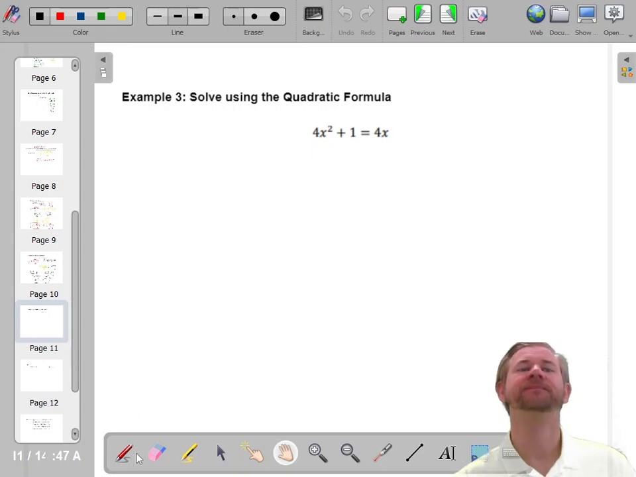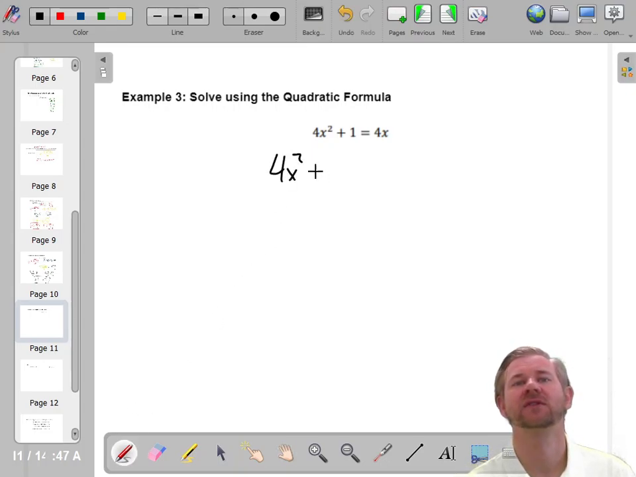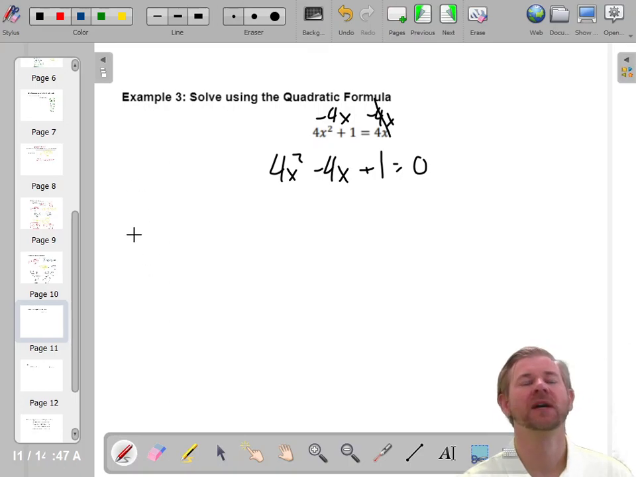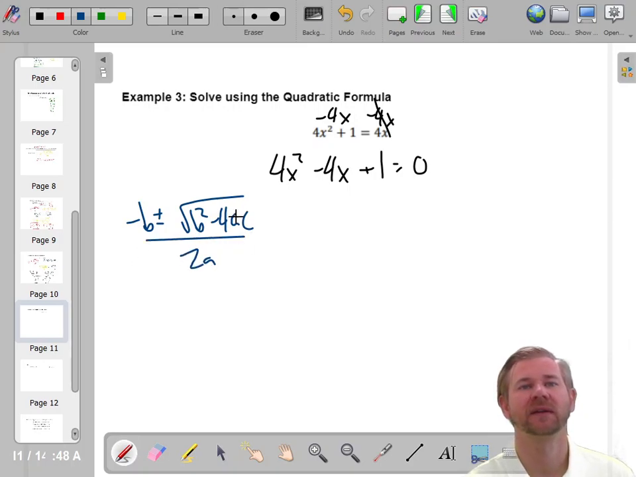Let's try another one. Get everything on one side. So first, subtract 4x on both sides. You need to set it equal to 0, so you need to subtract 4x on both sides. I'll write the formula again. B squared minus 4AC over 2A. All right. So discriminant, B squared, make sure you put that in parentheses.